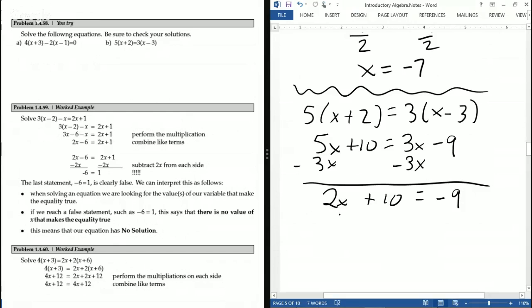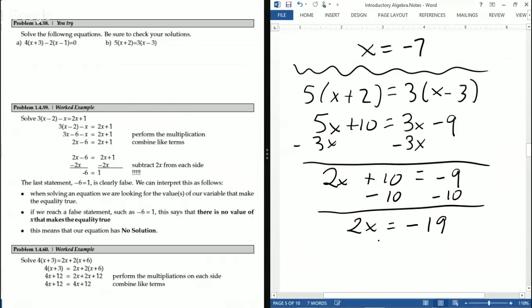Now let's isolate our 2x so we can get rid of that 10 by subtracting 10 from both sides. I get 2x is equal to negative 19. And now divide both sides by 2. To cancel the 2 out there, you get x is equal to just negative 19 over 2. That is the answer.